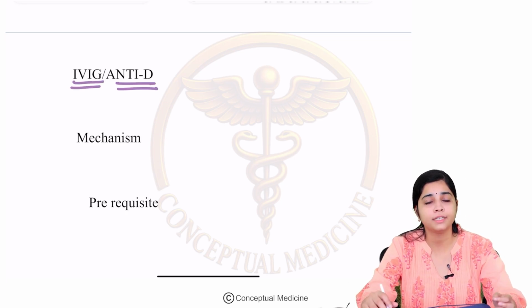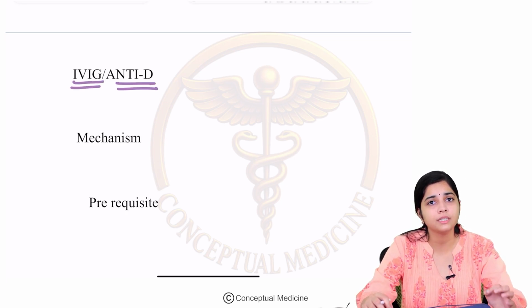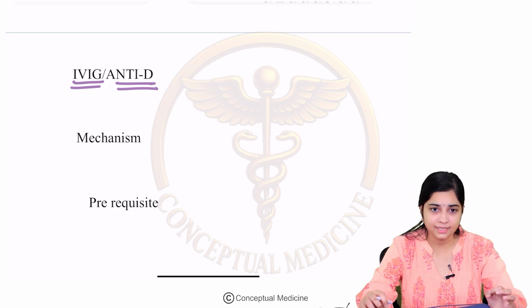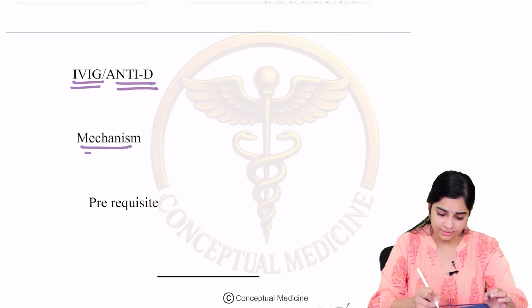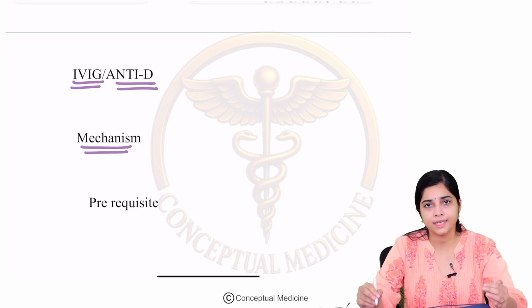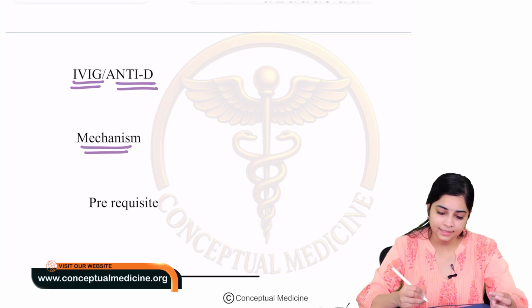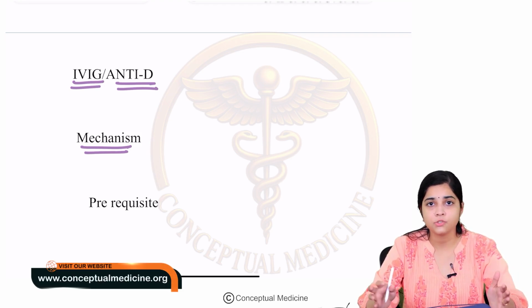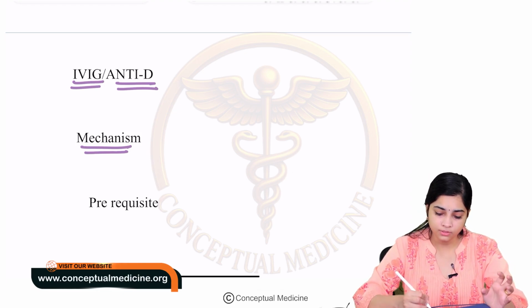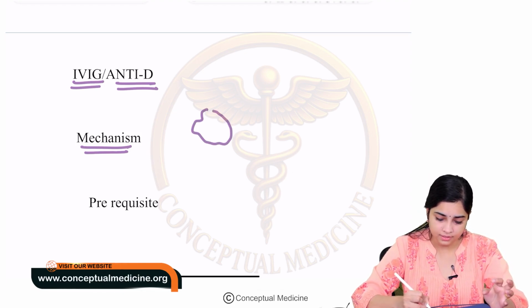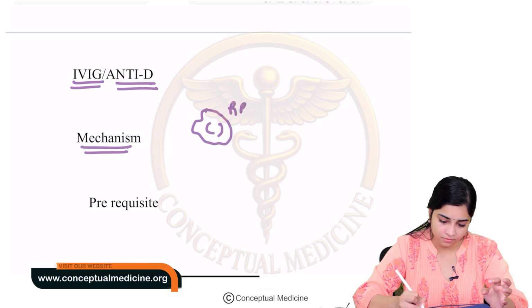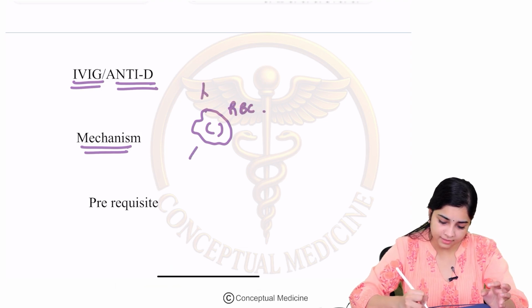Okay. Alternative first line agents which are used include IV immunoglobulin and anti-D therapy. So what is the mechanism? So these are slightly expensive agents and IVIG more commonly used than anti-D. But the main function is that anti-D is basically the injections which act against your own RBCs. So if this is our RBC, right? So anti-D basically go and coat the RBCs.